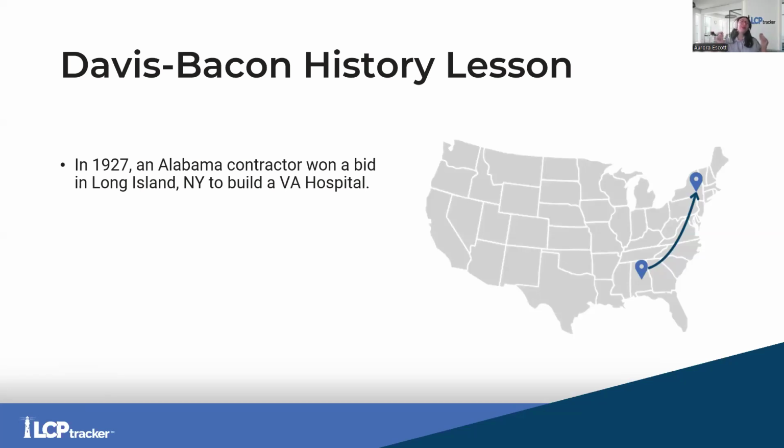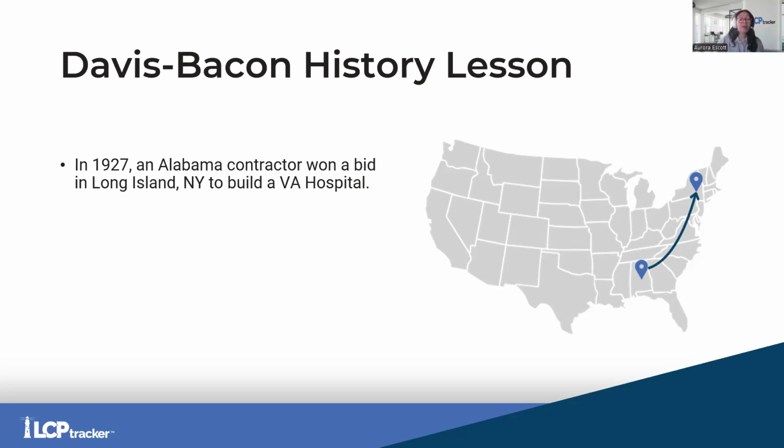Back in 1927, there was an Alabama contractor that won a bid to build a veterans hospital in Long Island, New York. Your guys' bread and butter, that's your area, right? So go ahead and take a look at the map for me. All the way down south, that's Alabama. And all the way up north is you guys, New York. That is a huge difference in geography, in economy, and you guessed it, cost.